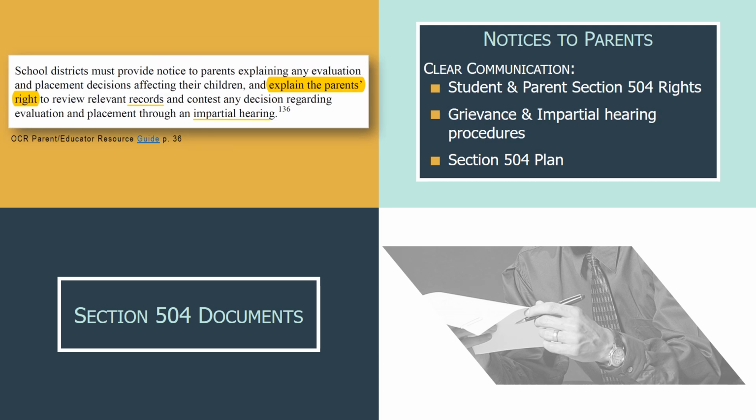To ensure clarity and communication, parents at every meeting may be provided a copy of the rights of students and parents served under Section 504 and a copy of the school system's grievance procedures and impartial hearing procedures, and a copy of the student's Section 504 plan. Evidence that a parent received a copy of their procedural safeguards can be a signed and dated copy of the document kept by the school.